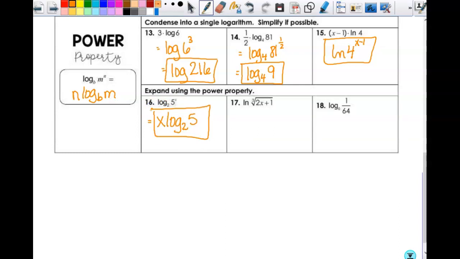Cube root can be rewritten how? 1/3. So this is like the natural log of 2x plus 1 to the 1/3 power. Very good. And make sure you have parentheses around the 2x plus 1.